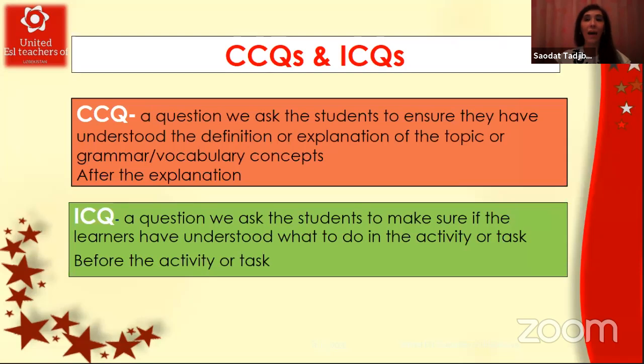You can ask, are we going to cover traveling today? And your students will say yes. Are we going to cover vocabulary? They say yes. And then, are we going to travel anywhere? They say no. So you see, because your task was to teach vocabulary of the lesson for traveling, not taking them somewhere for traveling. So ICQ questions are always asked at the beginning of the lesson or before the activity.